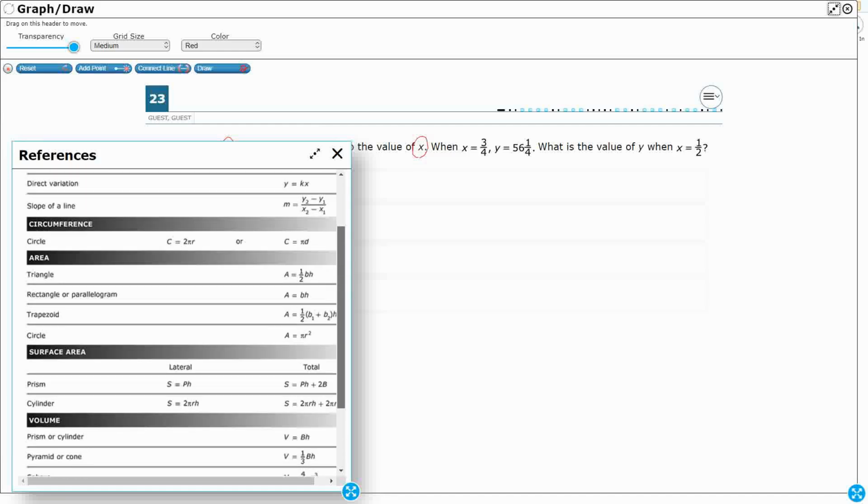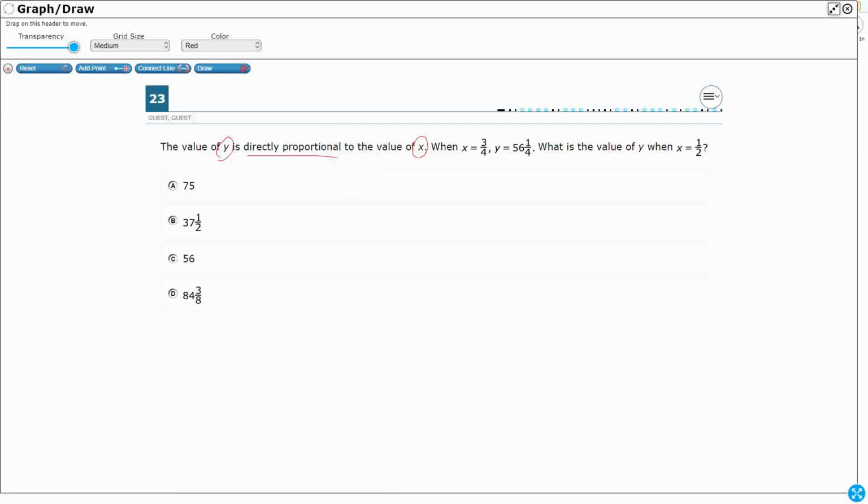Direct variation: y equals kx. That's what we're talking about here. So we're going to need this. y equals kx. When we're talking directly proportional, that means that we simply have our input, our x. We're doing something to it, so we're multiplying it by k, and then we immediately get our y.